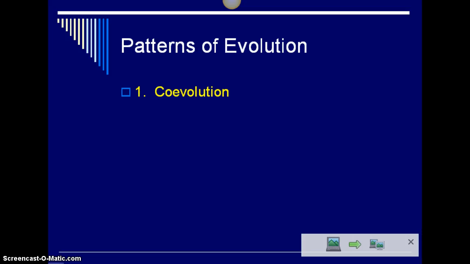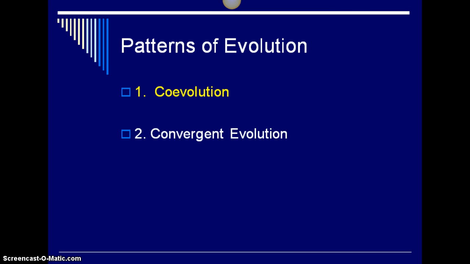Hello class, today we're going to be finishing up chapter 15, and so we're going to go through patterns of evolution. In your notes packet you have these three already listed, if you're going to use that, with columns that you can write in to compare these three patterns of evolution. So these are the three ways that evolution, or change over time among species, can happen.